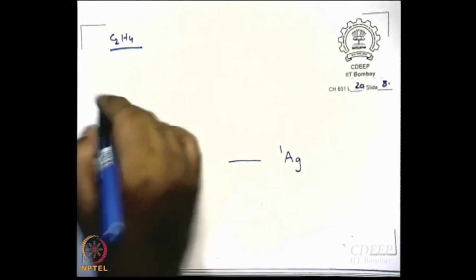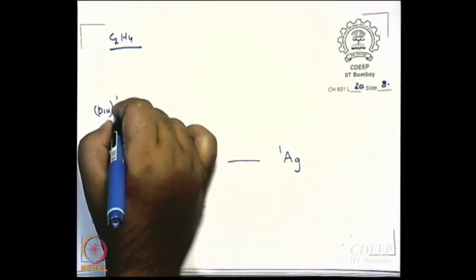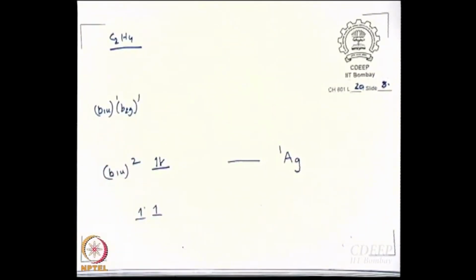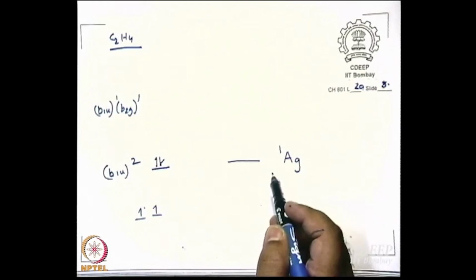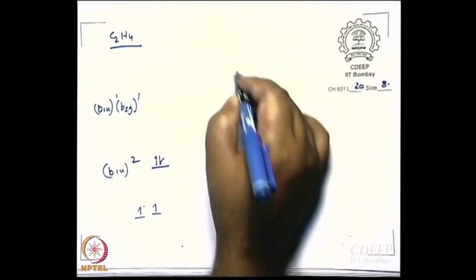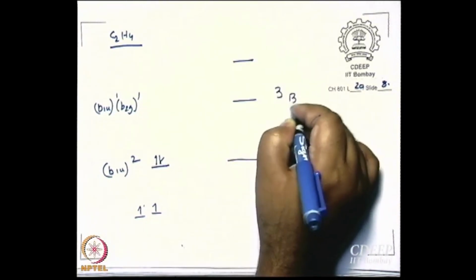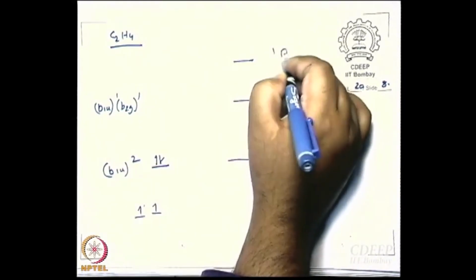What is the excited state? B1U 1, B2G 1, right? And you said you can have both, triplet as well as singlet, right? Now to answer your question, in the ground state the molecule is in singlet AG state. In the excited state it can be in both triplet B3U state or singlet B3U state.